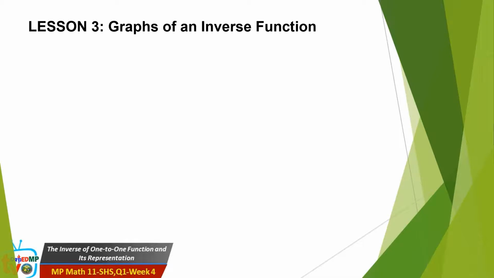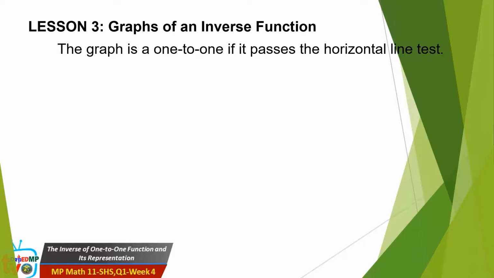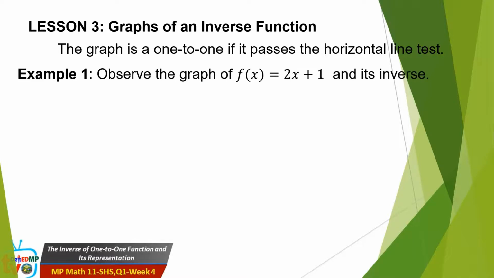From the preceding lessons, you have learned how to use the horizontal line test and how to find the inverse of one-to-one function. This time, you are going to draw the graph of an inverse function. Always remember that the graph is one-to-one if it passes the horizontal line test. Example number 1. Observe the graph of function f of x, which is 2x plus 1 and its inverse.